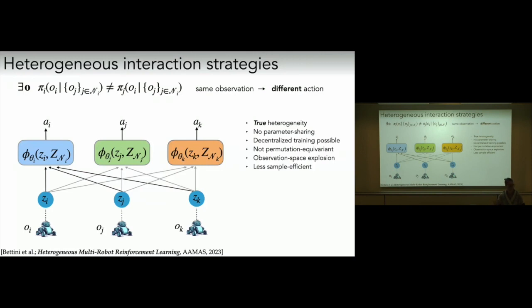We can now potentially train these systems in a decentralized manner because they don't need to share parameters. However, we're not permutation invariant or equivariant. This leads to an observation state space explosion, and it's also clearly less sample efficient. So there are clear downsides, especially in terms of training, and this is a big negative because training is often already complicated enough for multi-robot systems, so why make our lives even harder?